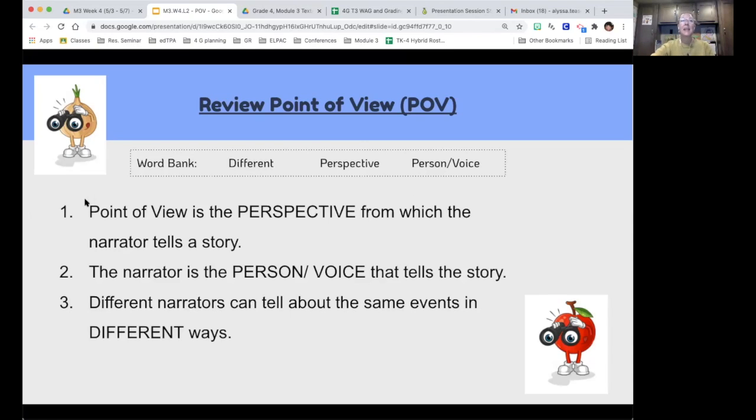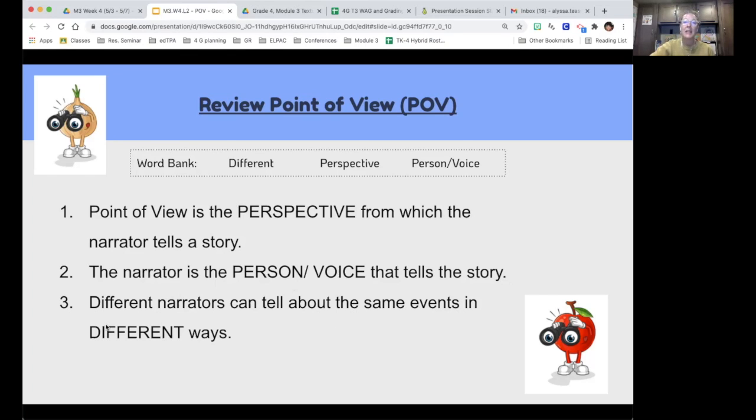So as we see, number one, point of view is the perspective from which the narrator tells a story. This is the way the narrator views and experiences their world. Number two, the narrator is the person or voice that tells the story. The narrator doesn't always have to be a human. I would think about Woody, the doll in Toy Story.